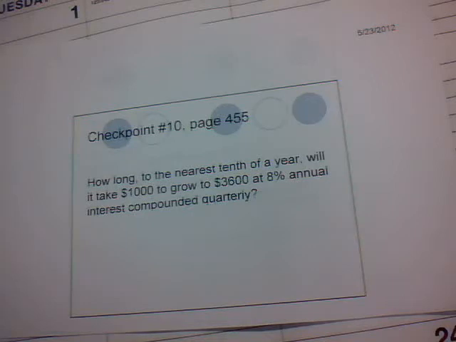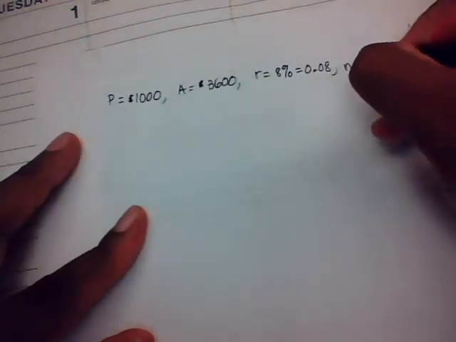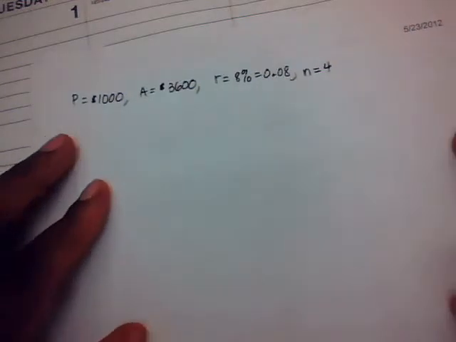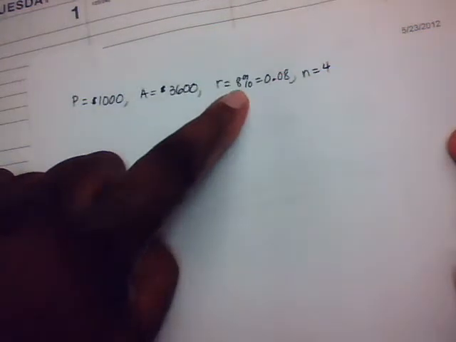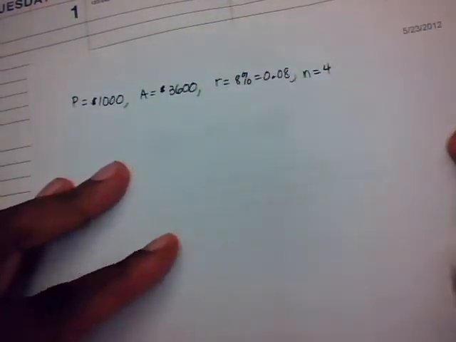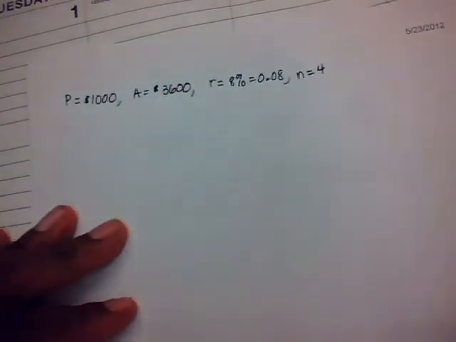Okay, so let's look at what's given to us. We have a principal of $1,000, and then we have an amount that we're trying to attain, which is $3,600. Then the interest rate is 8%, and it's compounded quarterly. So this is what we have given. The principal is $1,000. We're trying to reach $3,600 at 8%. Now 8% as a decimal will be 0.08. And then there are 4 compoundings if it's compounded quarterly, so n is equal to 4.